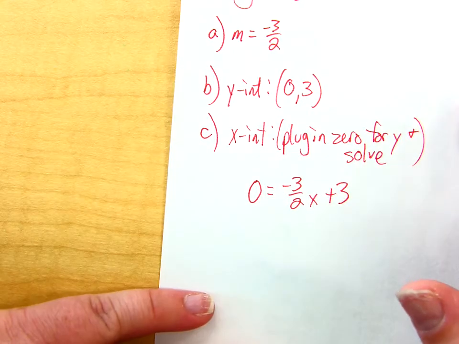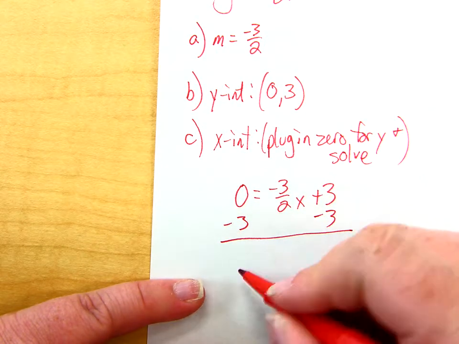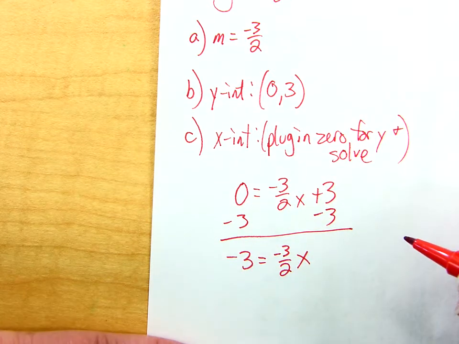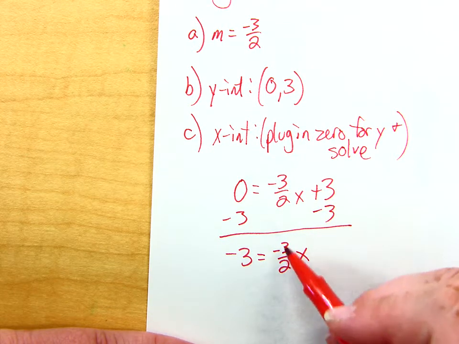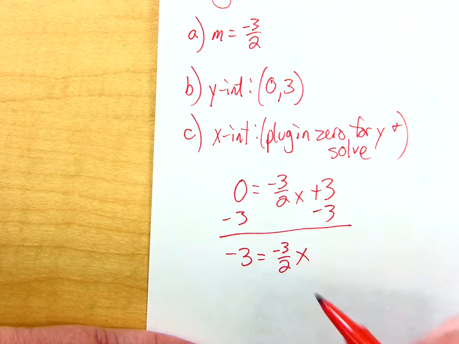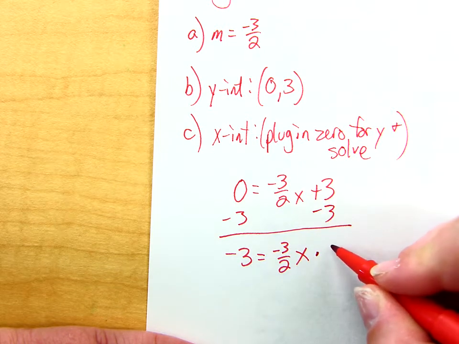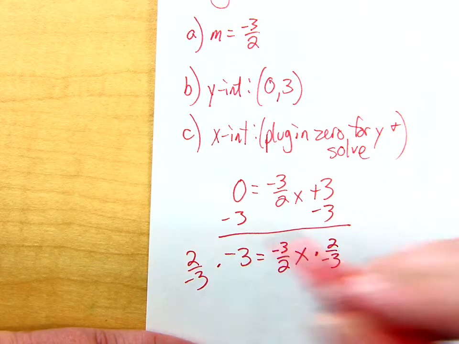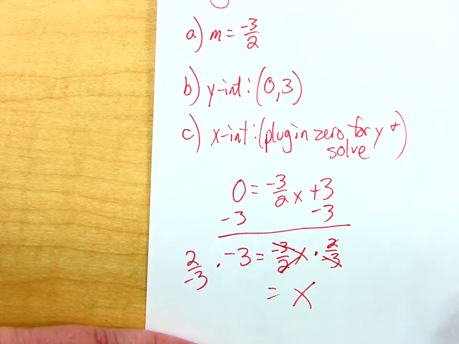So what would you do first? Minus 3 to the other side, you bet. Then what? Yeah, I need to get x by itself, so I would divide both sides by -3/2. But dividing by a fraction is the same thing as multiplying by the reciprocal. So I'm going to multiply by the reciprocal on both sides. So this all cancels out, and on the right-hand side, I'm just left with x.